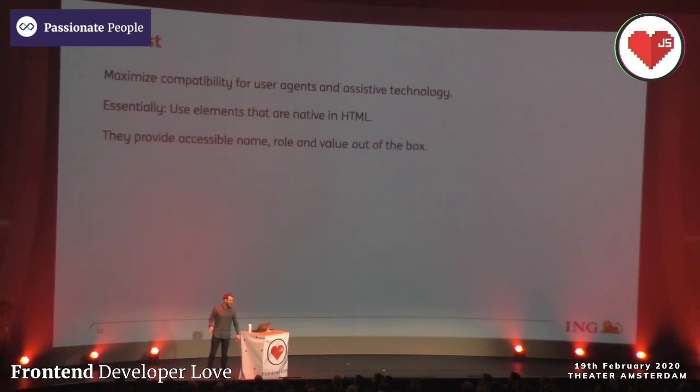And then robust. This is really about maximizing compatibility of user agents and assistive technology. Essentially, again, use the native elements. Then you're good, because out of the box, they provide an accessible name, role, and value. So what I mean by accessible name, role, and value is, for instance, the checkbox, like terms and conditions, checkbox, checked. That's accessible name, role, value. And it's important to have that for each and every interactive element.